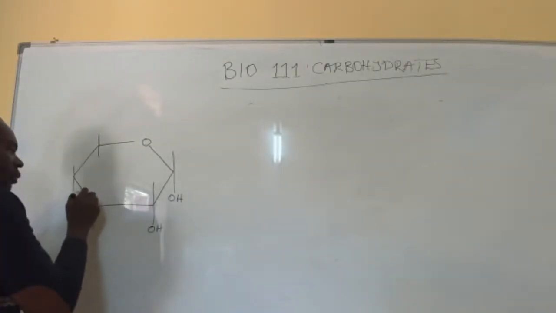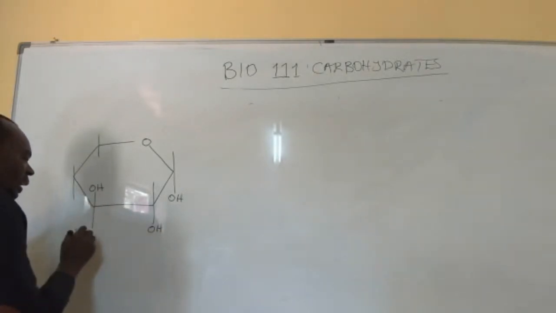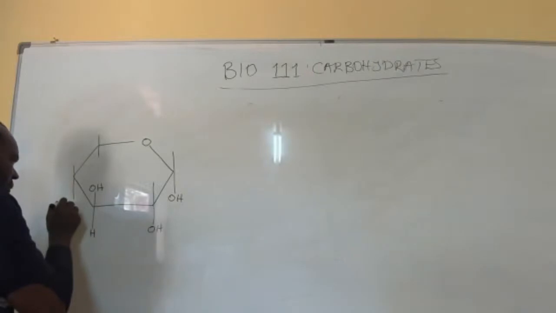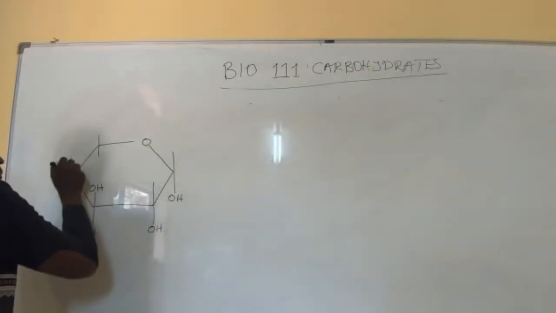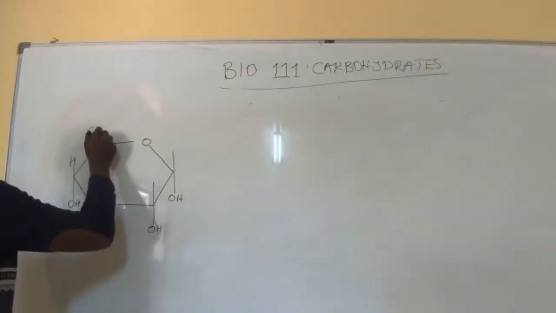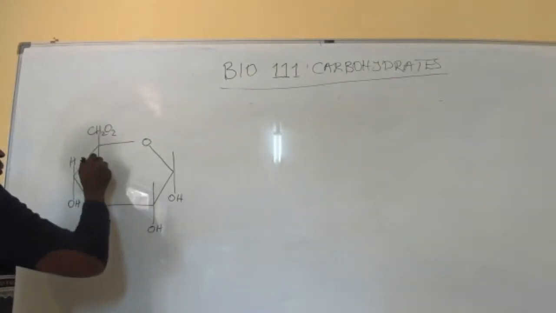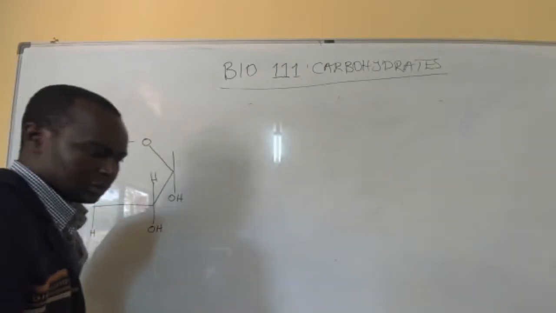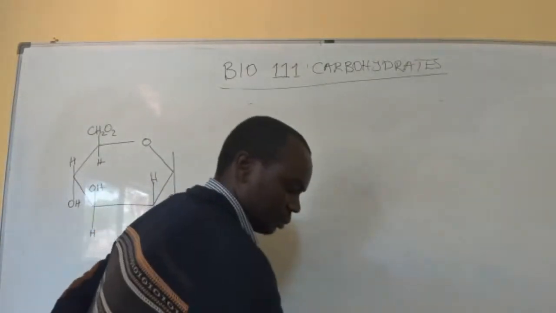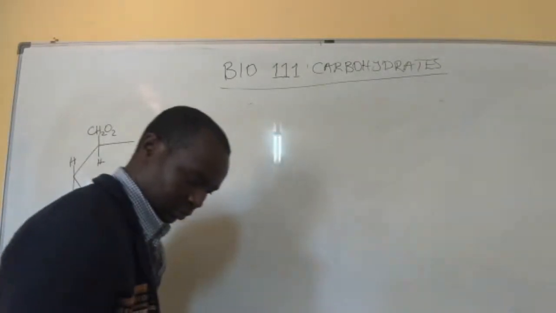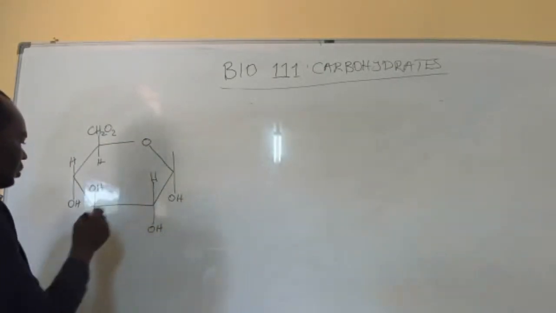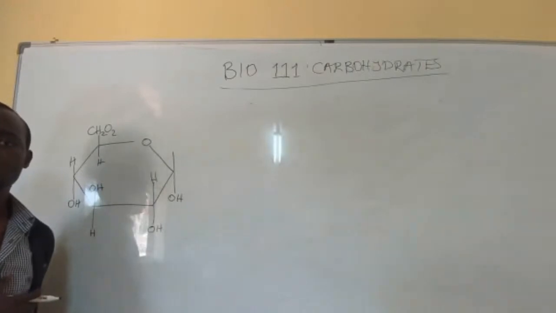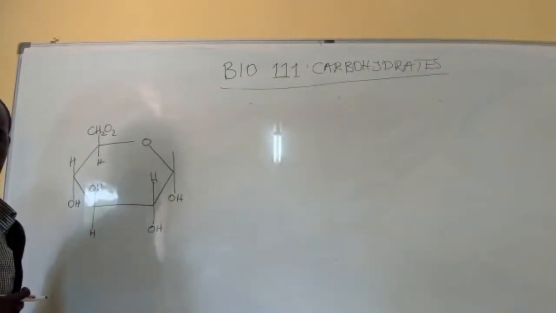So these are energy-rich hydrocarbons. This is your glucose. Okay, this is your glucose. This is an example of a monosaccharide.